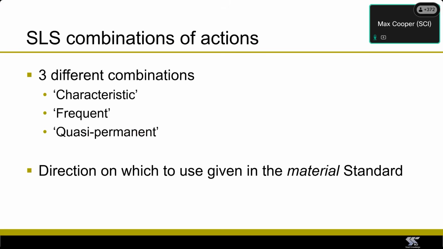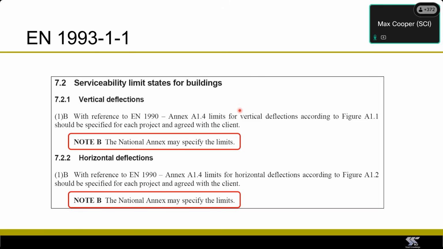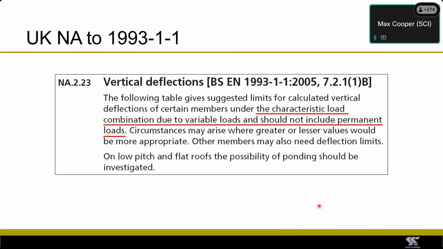So if we go to the EN 1993 Part 1-1, it doesn't really give us much information. It just says, you know, you need to agree them with the client, or specify on each project and agree with the client, but it points you to the national annex as where you may be able to find them. So we'll go to our UK national annex, and it says we need to consider the characteristic load combination, but only due to variable loads, and should not include permanent loads. So that's fairly straightforward. It's essentially saying you need to look at the full variable action. You do not need to look at the permanent loads.